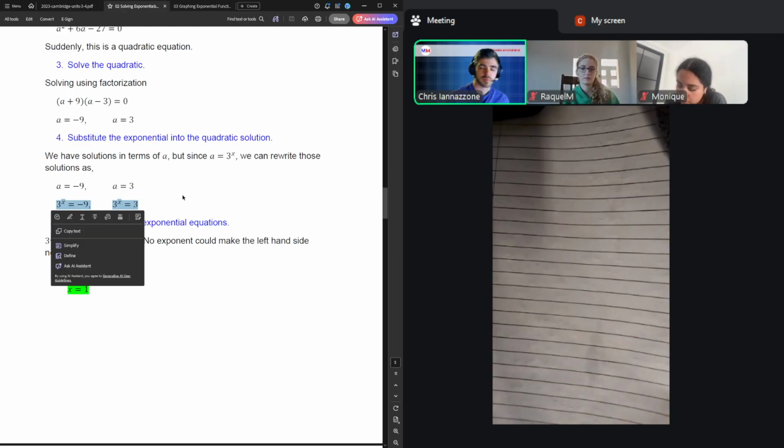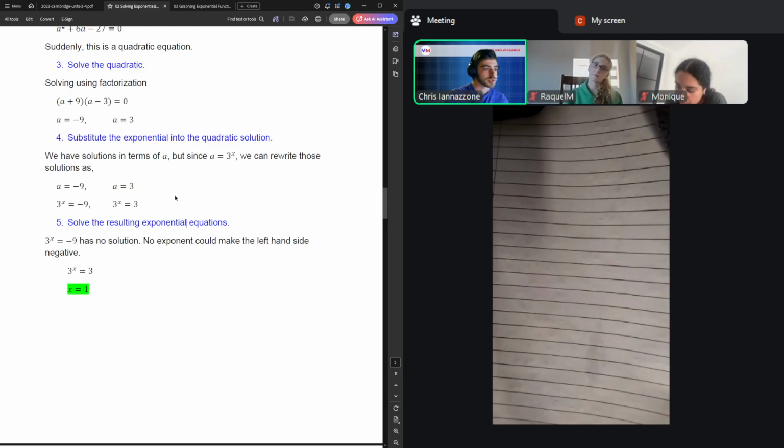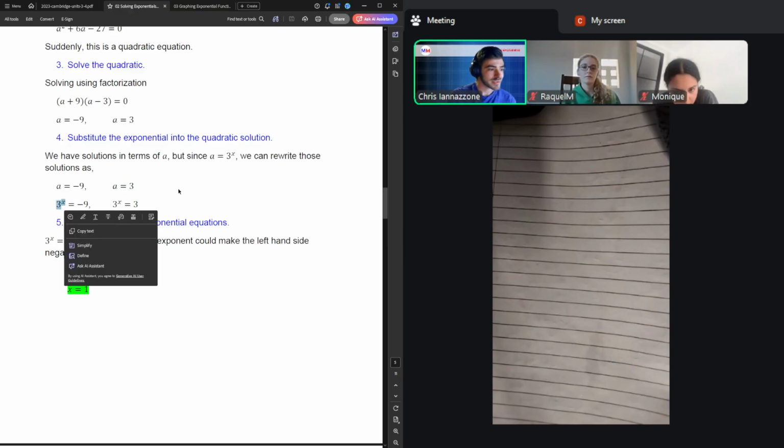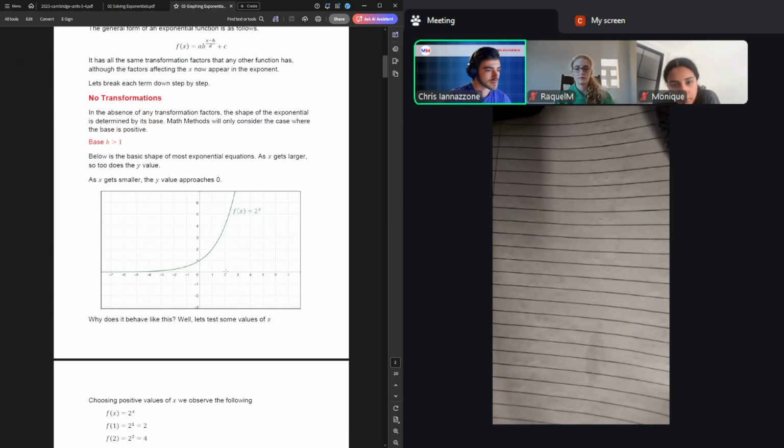This gets it into the simple form that we saw earlier, and so all we do now is solve them in whatever way we like, whether it be equating exponents or later on using logarithms. The only possible solution here is x equals 1, and that's going to come from 3 to the power of x is equal to 3. There is no solution to this thing, right? There is nothing you could put in the power of 3 to the power of x such that it would end up equaling -9.